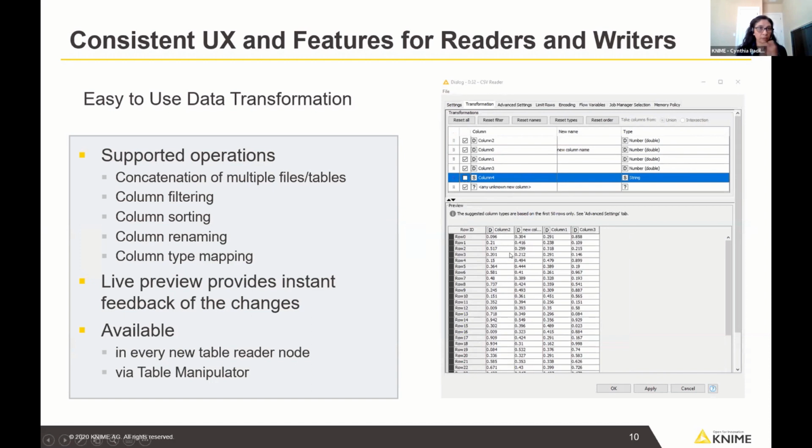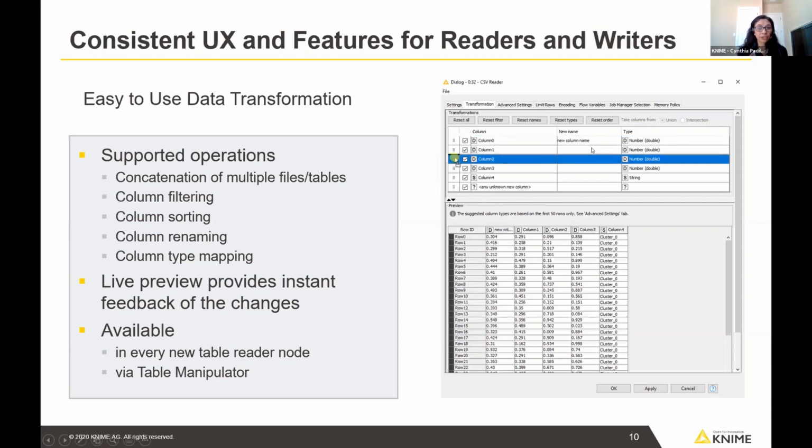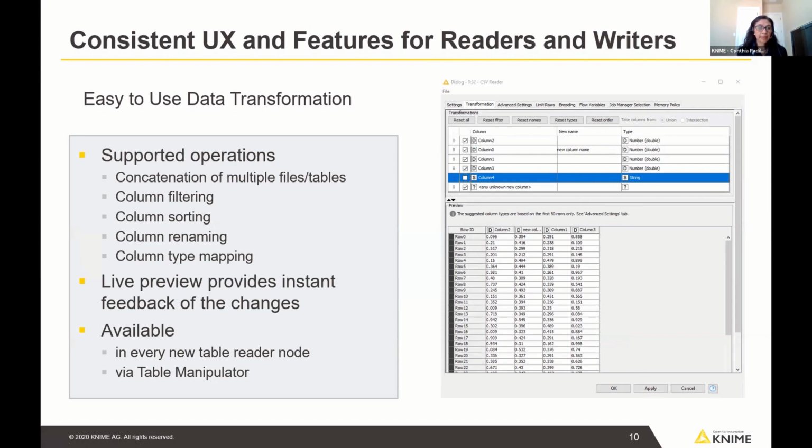You have access, again, to the file. But in here, you can also modify the data types, for example, or you can rename a column. You can also change the order of the columns. You can sort, you can change a data type, and as you apply the changes, you can see those changes. You can remove one of the columns and apply those changes. So it is available in every table reader node, and this is via what we call the table manipulator. So once you connect to that file, you can go to the transformation tab and make the changes.